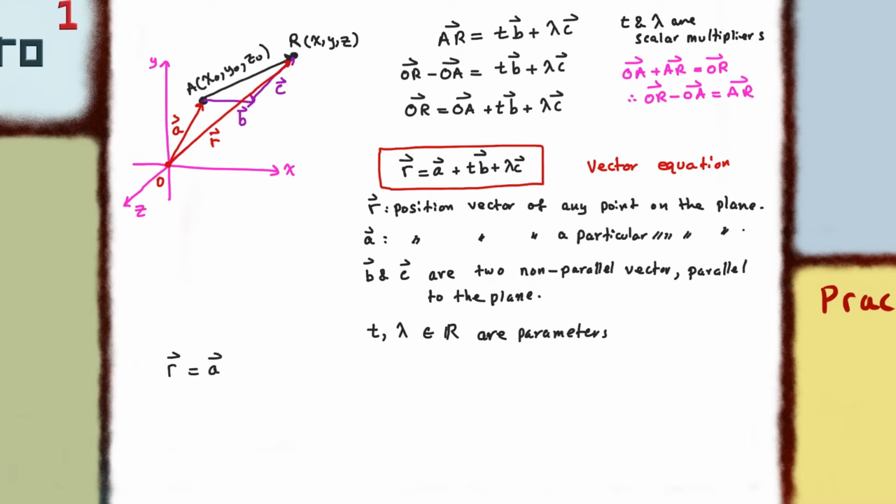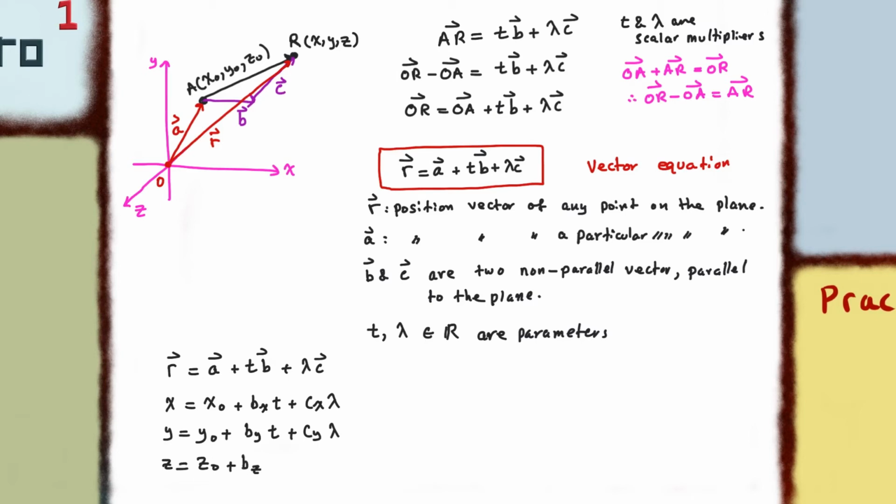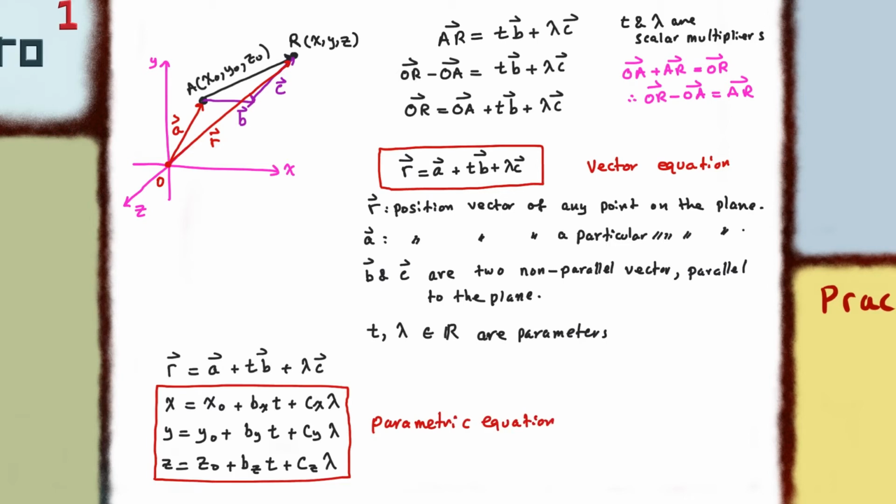We can change this vector equation into a parametric equation by breaking it down into x, y, and z components for all the vectors. So the position vector R's components are going to equal position vector A's components plus t times the direction vector B's components plus lambda multiplied by the direction vector C's components.